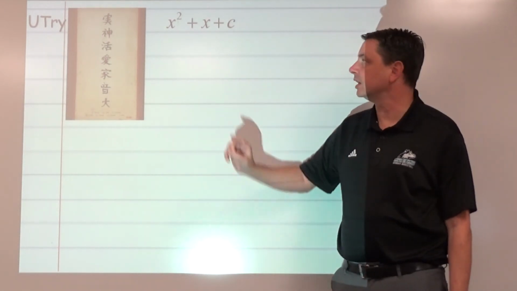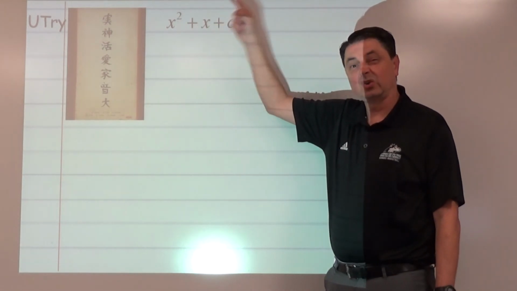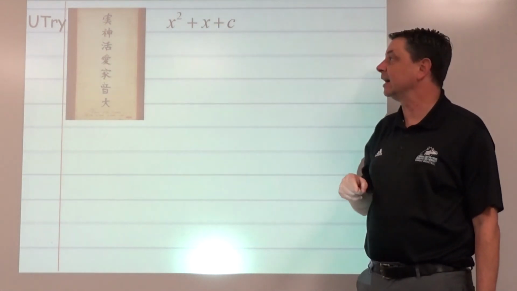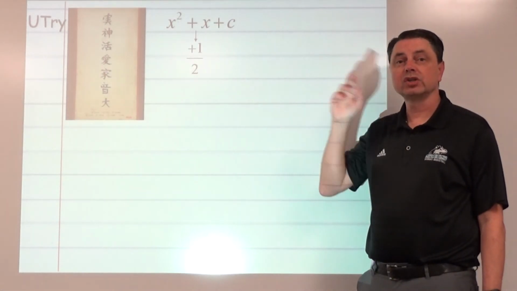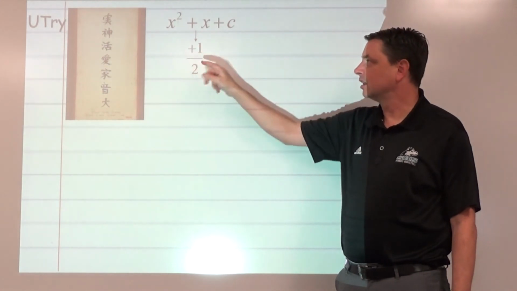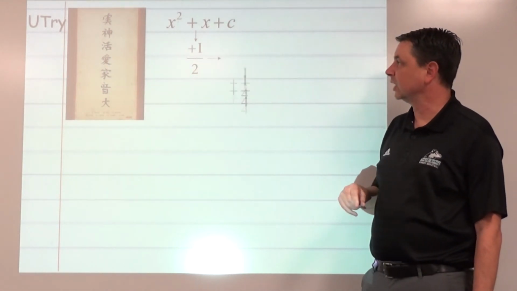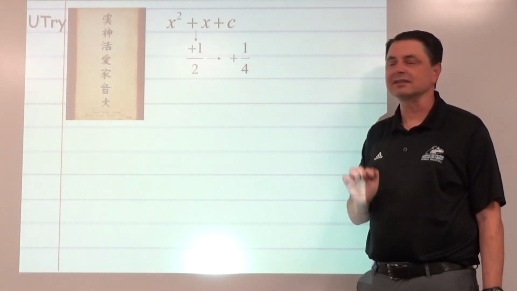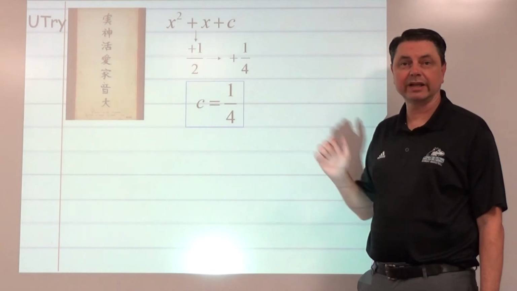Ooh, a little bit tricky on this one. The b value is an invisible 1. We're going to take half of that. We're going to divide that by 2. Now square it. Top and bottom. Careful. For whatever reason, a lot of people square the top one and don't get it right. 1 squared is 1. So we get 1/4. That's c. Box that. That's the answer.